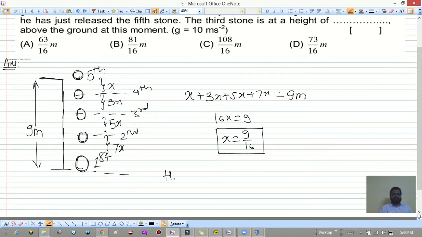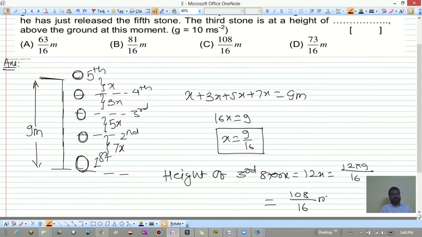So you can write height of third stone is equal to 7x plus 5x, that is 12x. Which is equal to 12 into 9 divided by 16, which is equal to 108 by 16 meter. So that is, option C is the correct option over here. So I hope this is clear. It's very simple if you understand the basics, right?